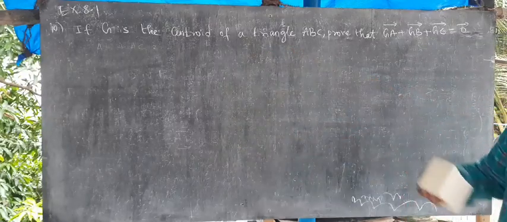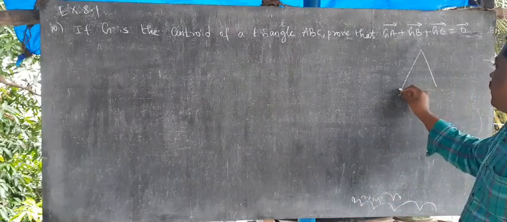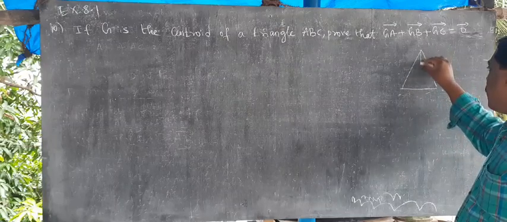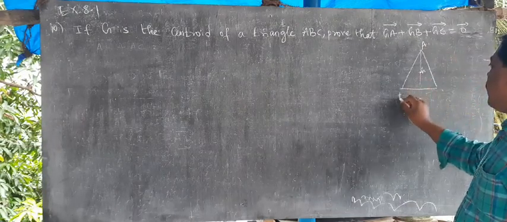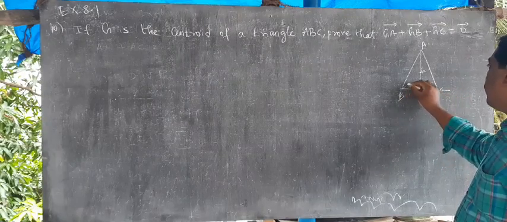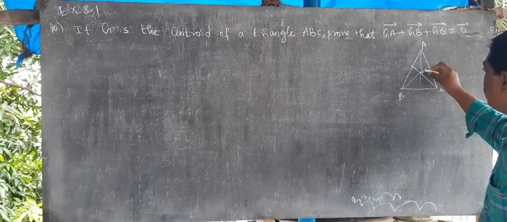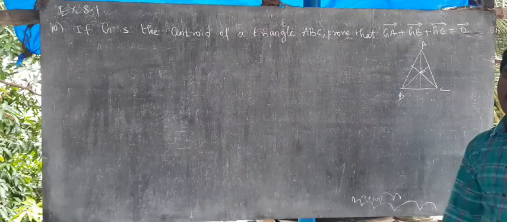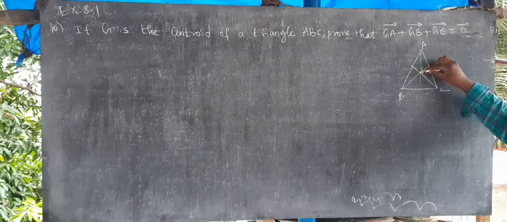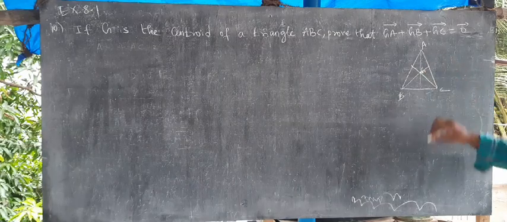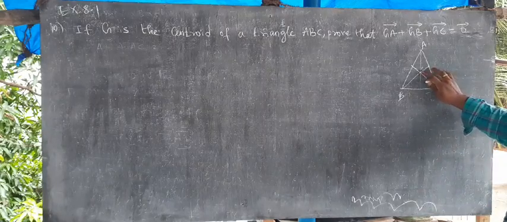G is the centroid of a triangle ABC. Suppose you are taking one triangle like this, where G is the centroid of A, B, C. By drawing the lines like this, we are having one common center point, that is called the centroid, that is G. For this we have to take position vectors from O. Clear?